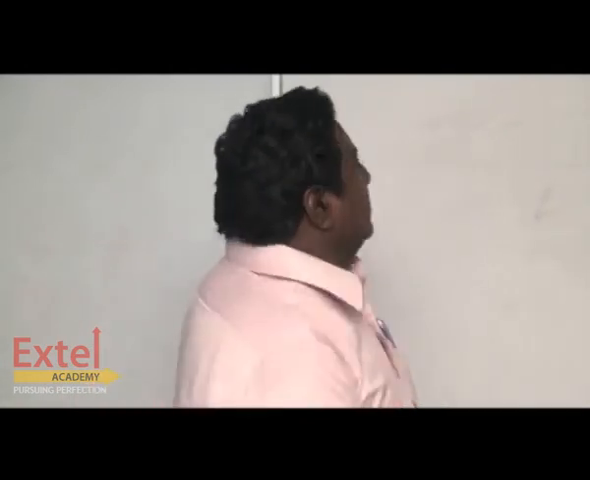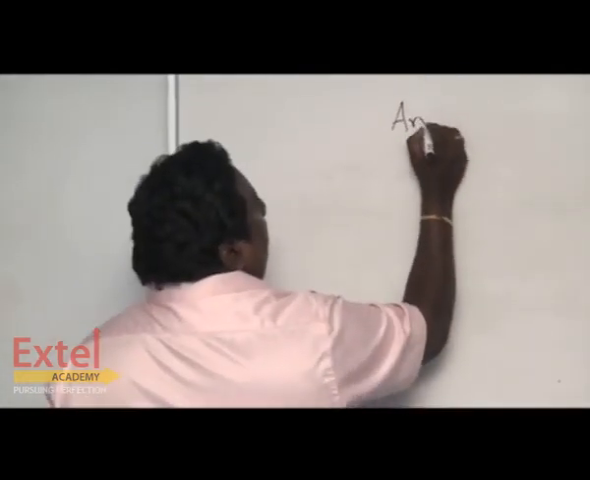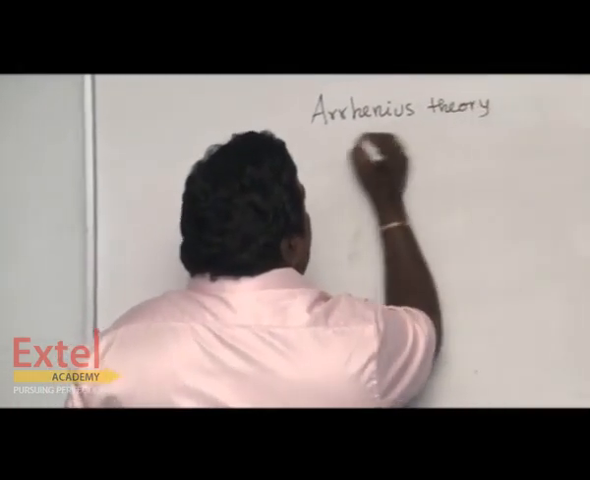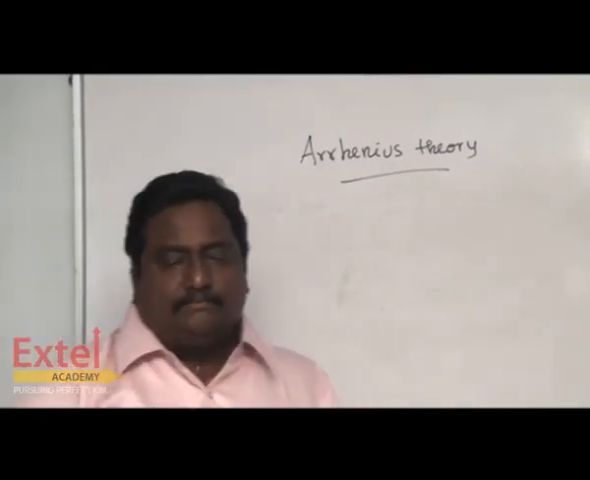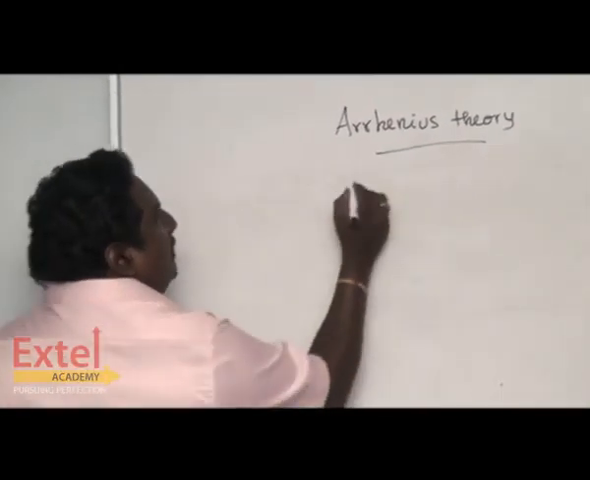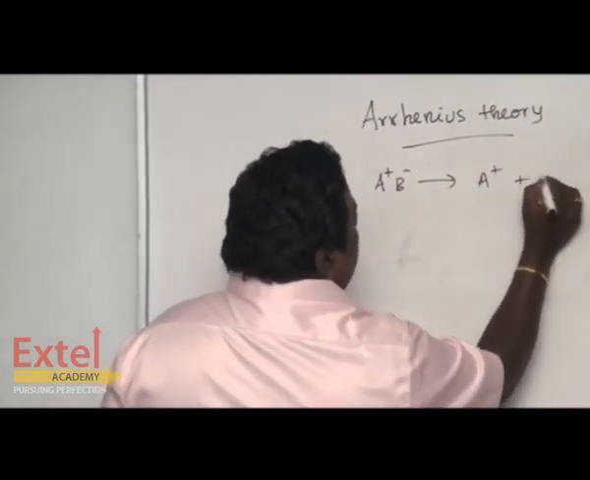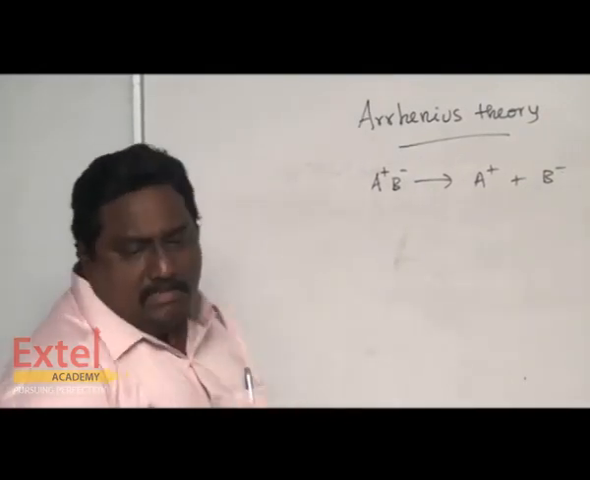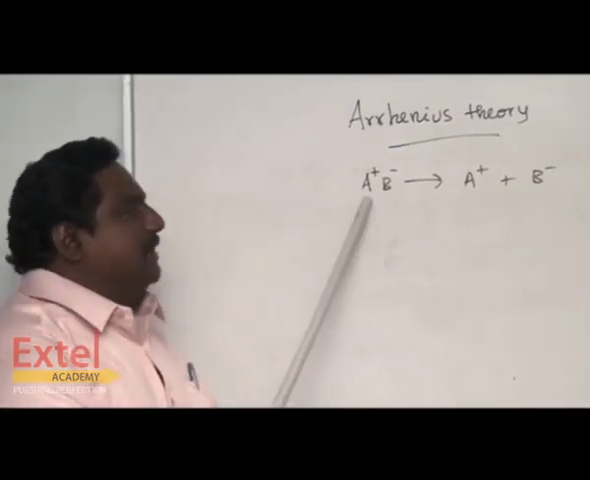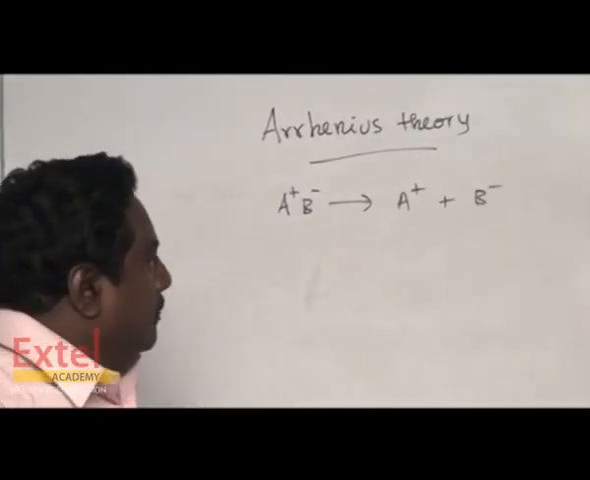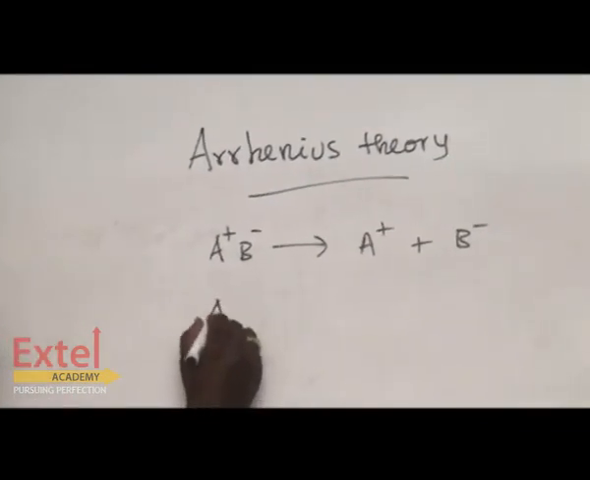Theory of electrolytic conductance. The very first thing is Arrhenius theory. He suggested that all the electrolytes are made of positive ions and negative ions. Suppose this is one electrolyte. It is made of one positive ion and one negative ion.